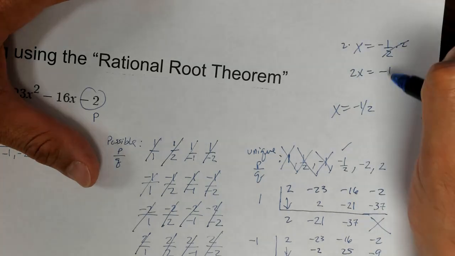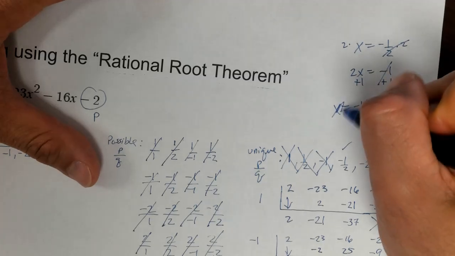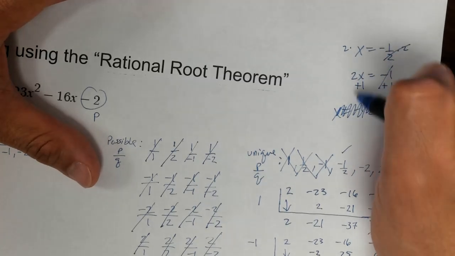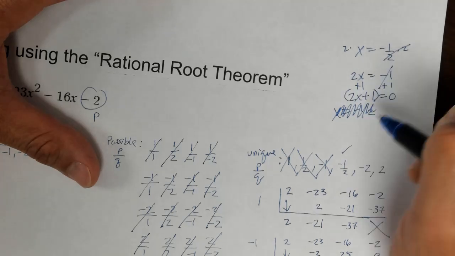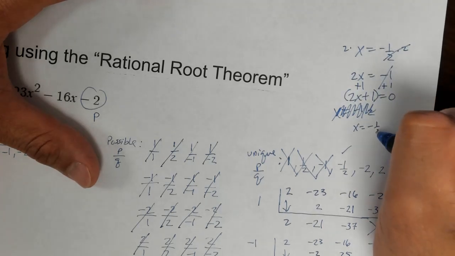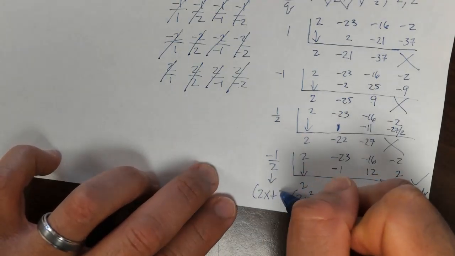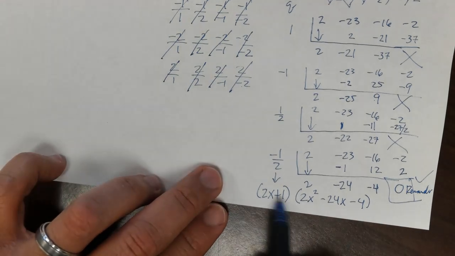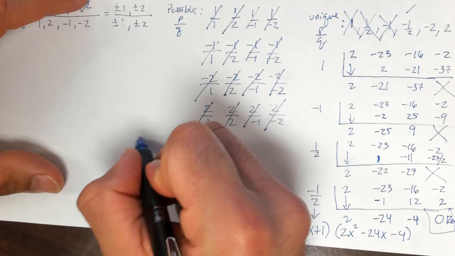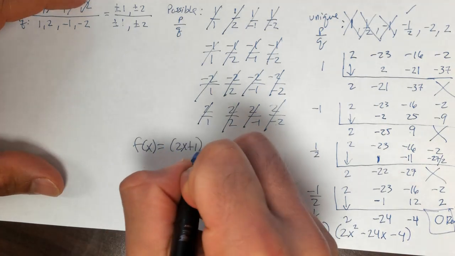And since I am subtracting 1, I'm going to add 1 to bring it to the other side. I'm going to clear this up a little bit. I have 2x plus 1 equals 0. This is the factored form of x equals negative 1/2. So I can interpret this solution as a 2x plus 1. Now my only question is, can I factor this further? So let's check it out. I have a 2x plus 1. My first factor is already complete.